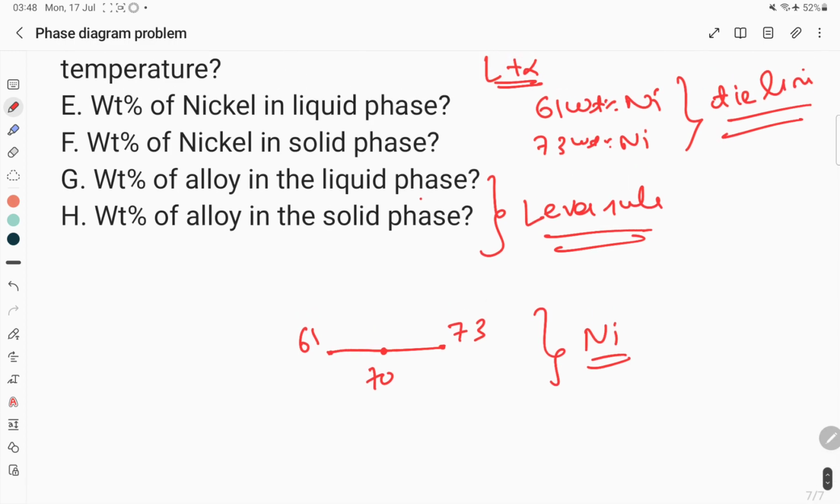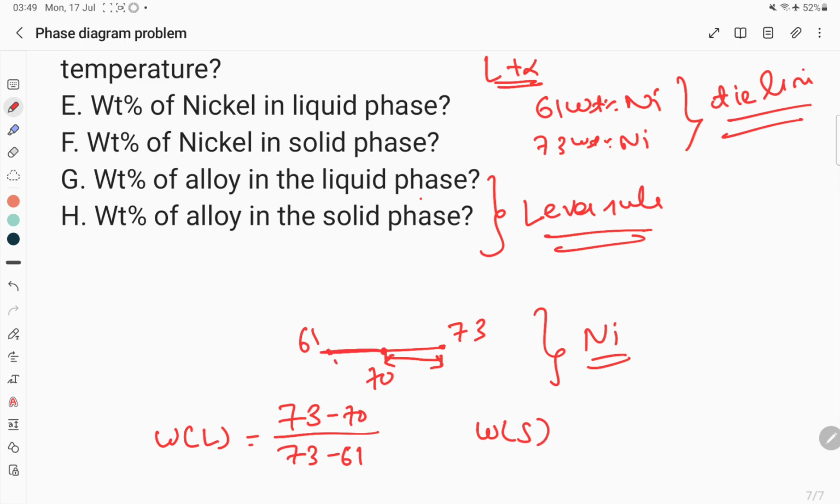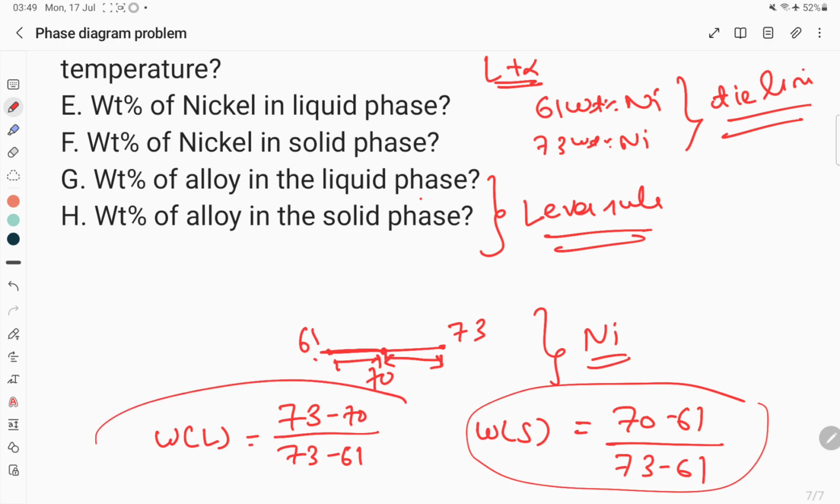To determine the weight percent of the liquid phase, you take 73 minus 70, divided by 73 minus 61. Similarly, the weight percent of solid will be 70 minus 61, divided by 73 minus 61. Like this you can determine that.